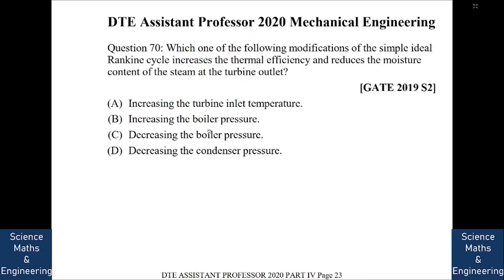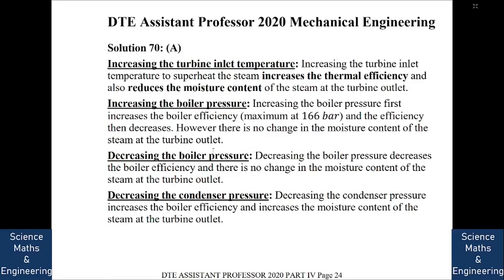So next question. Which one of the following modifications of the simple ideal Rankine cycle increases the thermal efficiency and reduces the moisture content of the steam at the turbine outlet? So the answer is C. If we increase the turbine inlet temperature, then what happens? It increases the temperature of superheat of the steam, and so it increases the thermal efficiency and also reduces the moisture content of the steam at the turbine outlet.